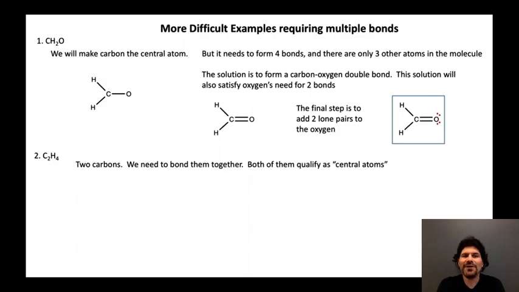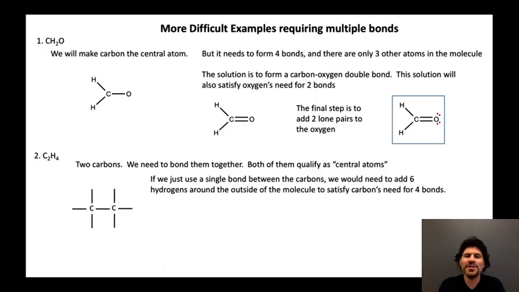Okay, our next example is C2H4. 2 carbons in this case. So we're going to need to bond them together. And both of them are going to qualify as central atoms. They're going to be essentially identical. Okay, so here's 2 carbons bonded together.